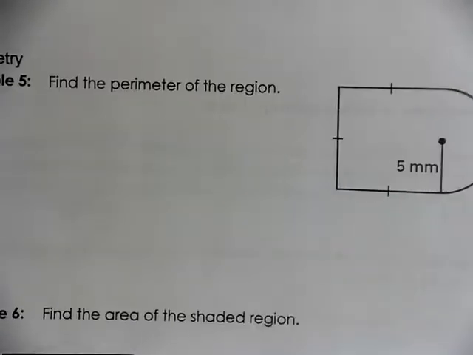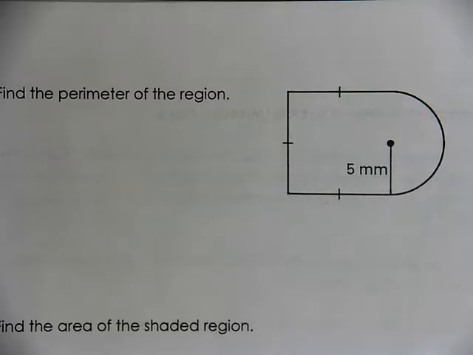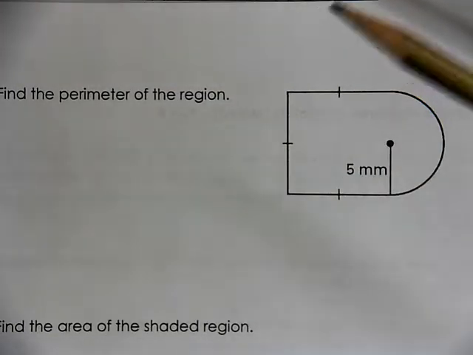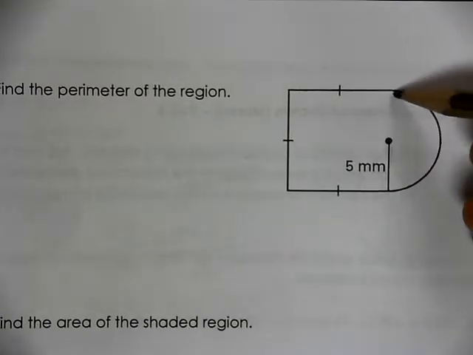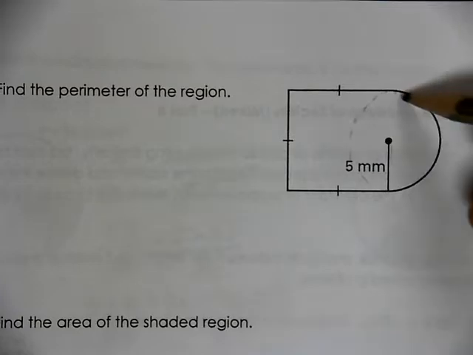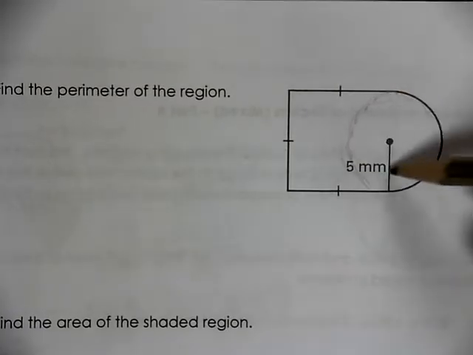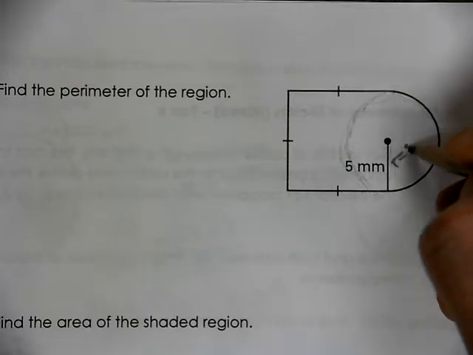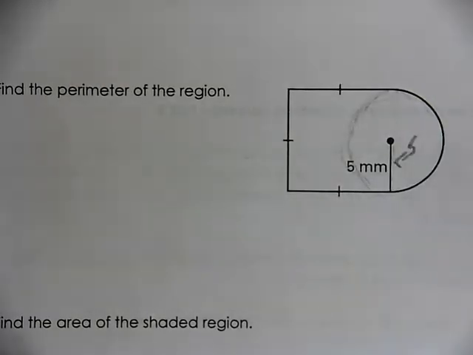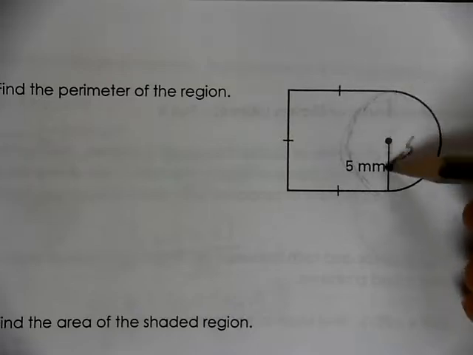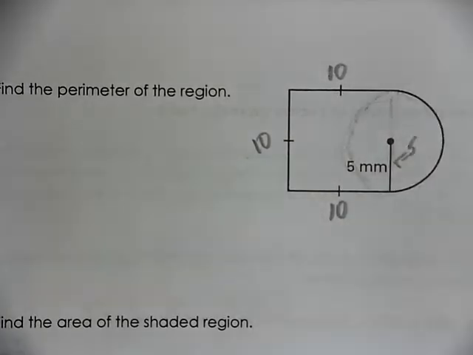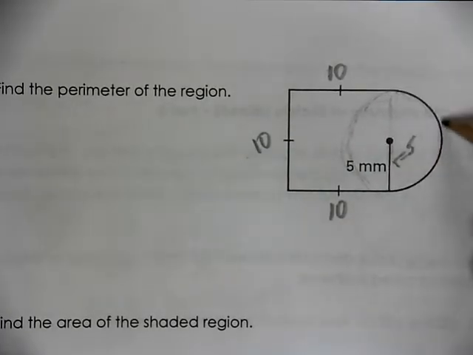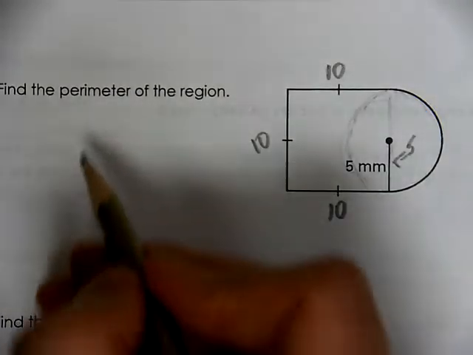Here's the flip side. We've done this type of problem before. We're going to find the perimeter. So we know that this semicircle, which is half the circle that would keep going, has a radius of 5. The diameter would be 10. This is going to be 10, this would be 10, this would be 10. The question is, what is the semicircle? So we're talking about the circumference.